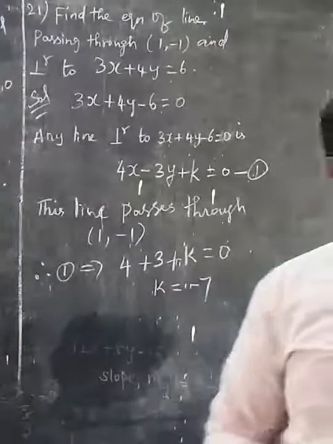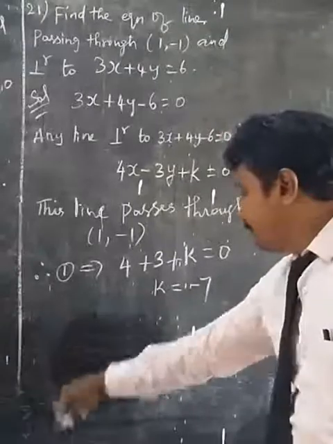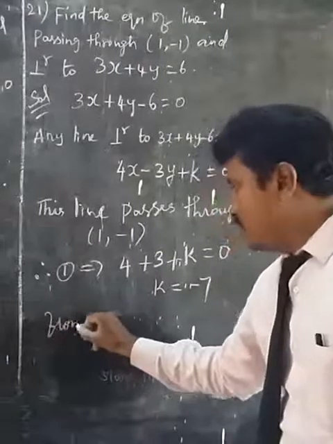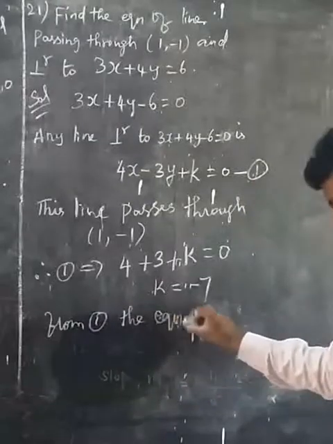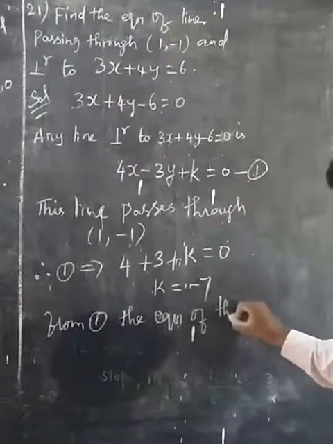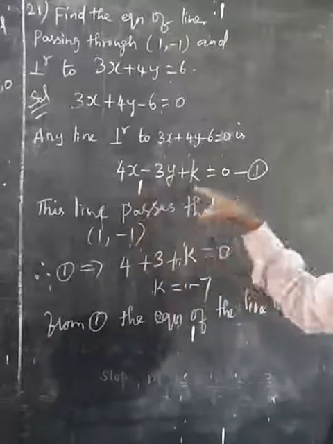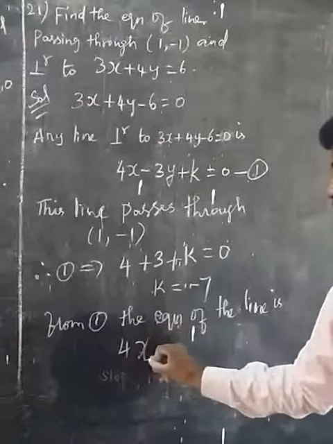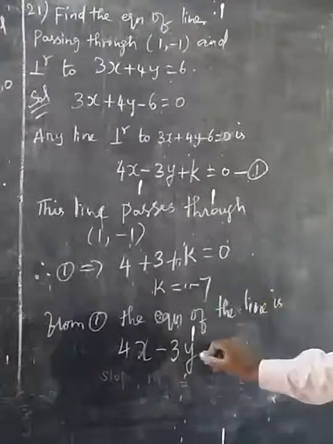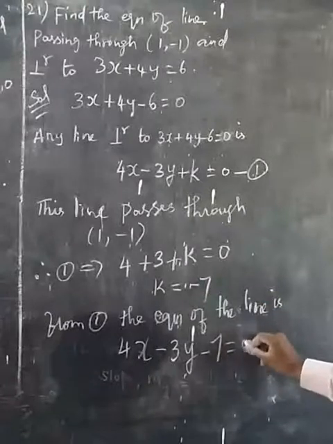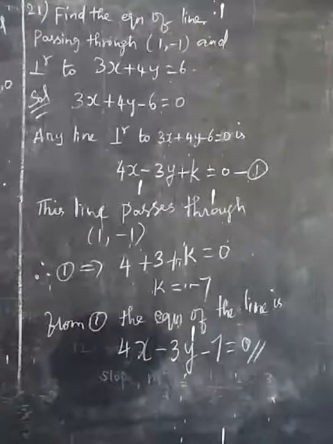What do we need to do now? Substitute the k value in the first equation. So from equation number 1, that is the equation of the line. What is the answer? See the first equation, 4x - 3y. In place of k, I should use -7, = 0. So this is the answer for problem number 21.